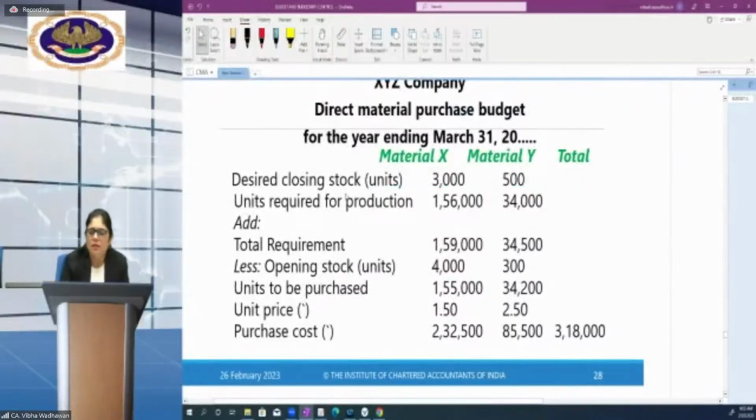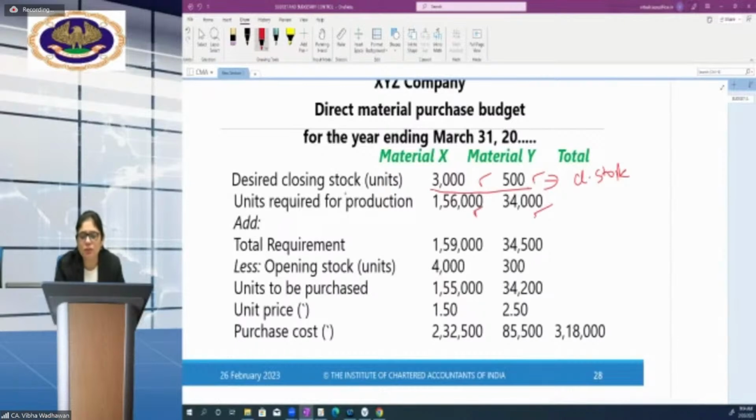You can see here, we follow the same example. This many units we require, and this much is expected to be stored in the inventory at the end of the year. So closing stock we have to maintain. This much closing stock we wish to maintain and this much we require. So this is the actual consumption and this much extra we should have. Closing stock means this much extra we should have. So total requirement becomes this. How? This is required for production and this is extra we require as a closing stock. So total requirement is this, less how much we already have in stock.